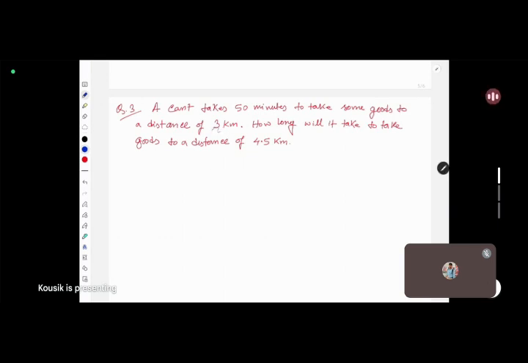Distance and time, relation between distance and time. The distance is 3 kilometers. You should write the unit here. Since both units are the same, you may write the unit beside this name. 3 kilometers. The time is 50 minutes. So for 4.5 kilometers, how much time? Solve this.